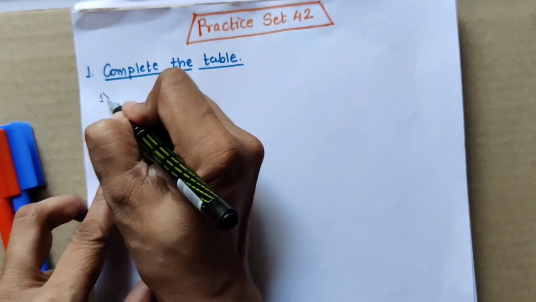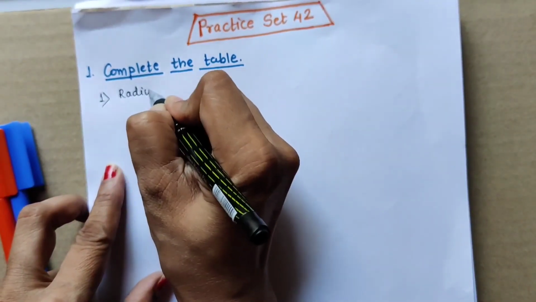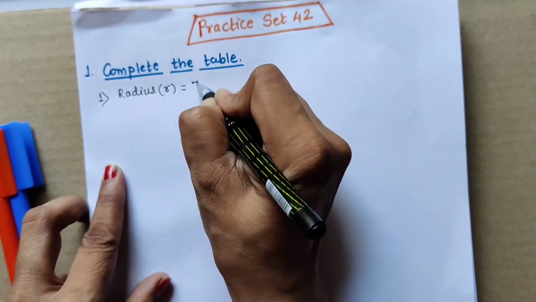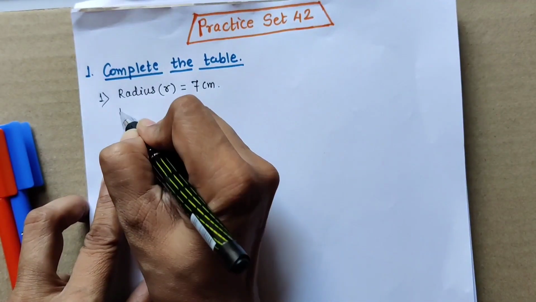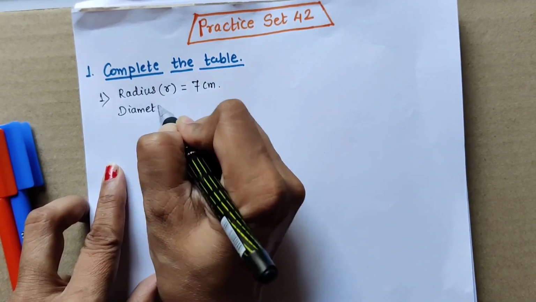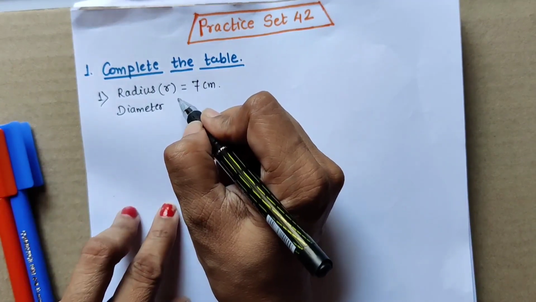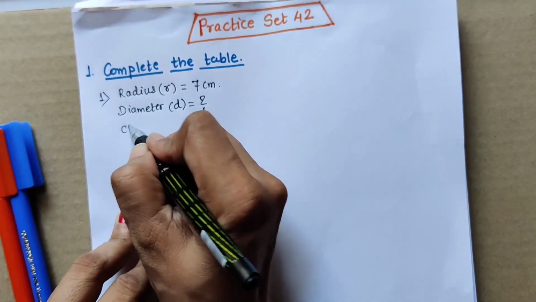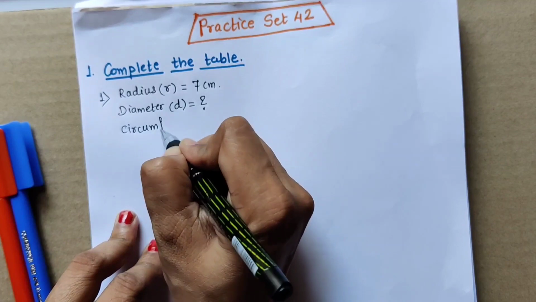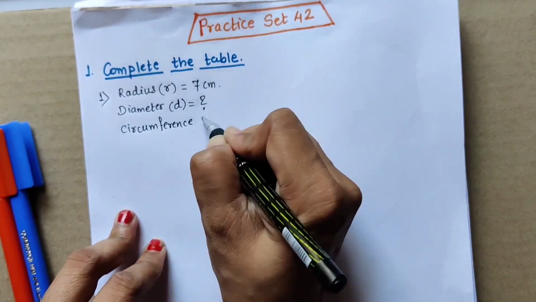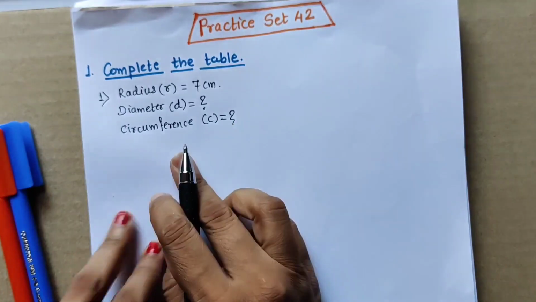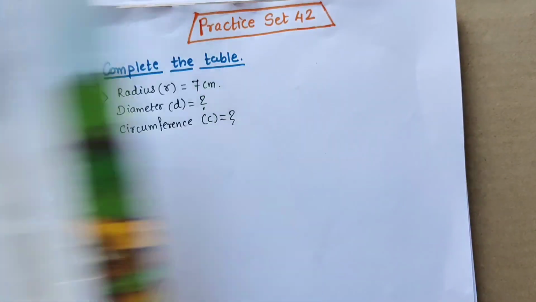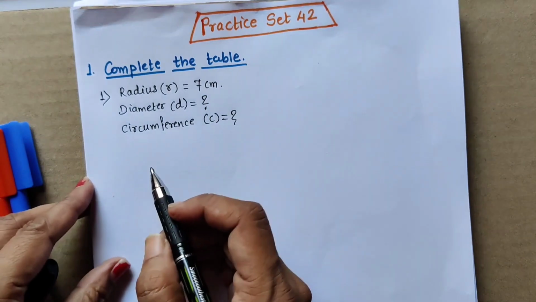First sum, radius r, small r, we can write in the bracket, is equal to 7 cm, given to us. We have to find out the diameter. Diameter is denoted by small d. And we have to find out the circumference also, which is denoted by small c. So these two values we have to find out in this question number 1, as you all can see here. Now let us solve the sum. We will write the solution here.